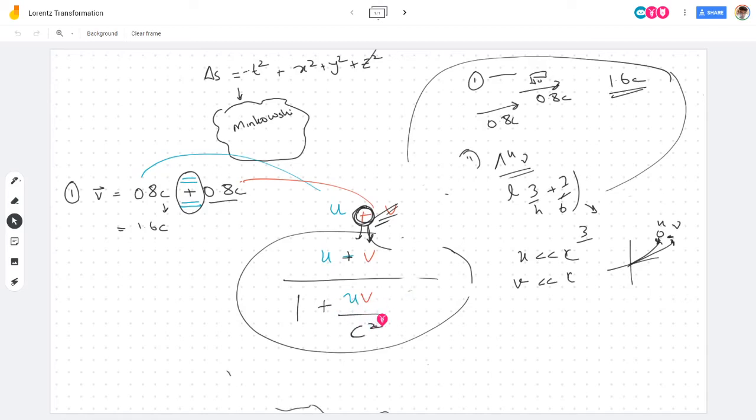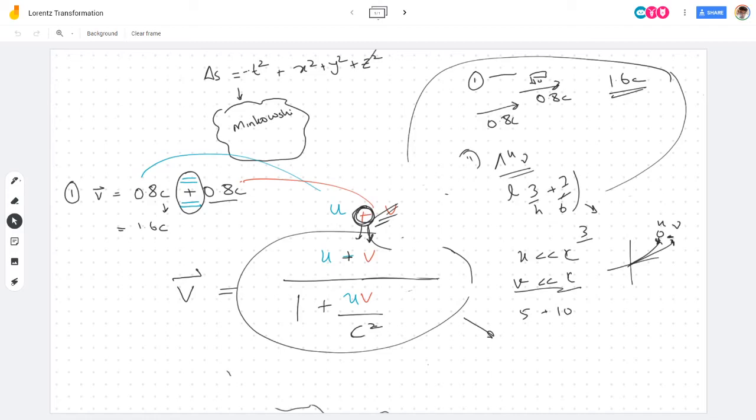But if the denominator is just 1, what happens to the numerator? Well, when the speeds are small, when u and v are small, I can naively just add them together. Do you see how when the velocities are small, I can just add 5 plus 10? That's what the numerator is telling us.